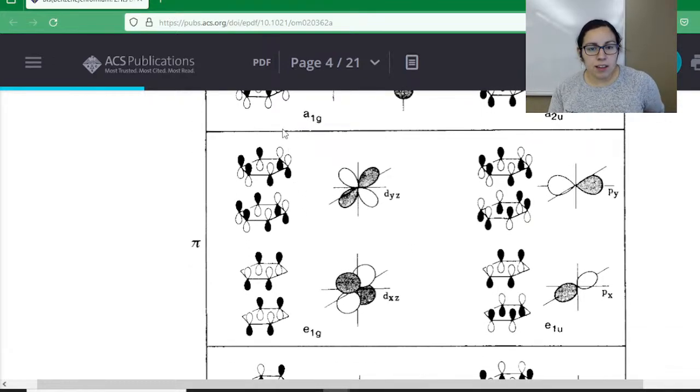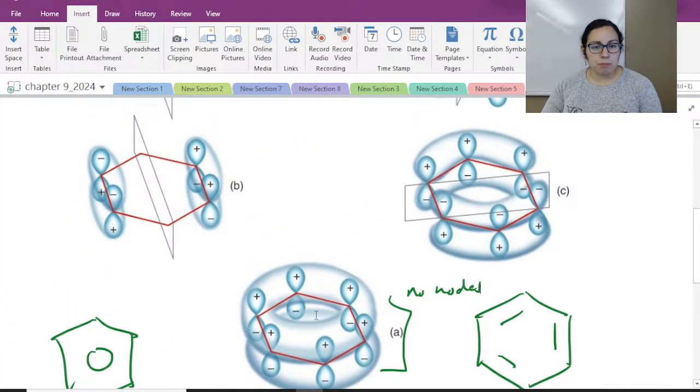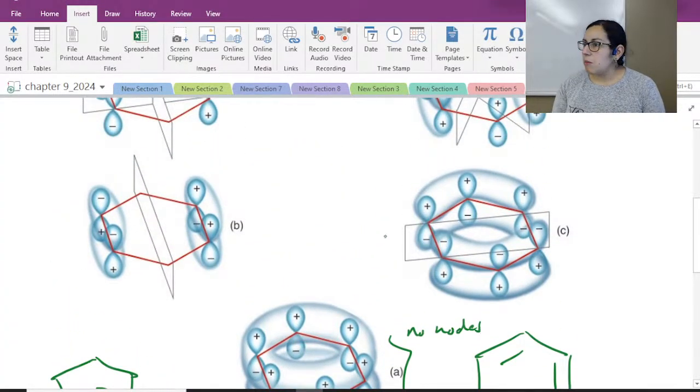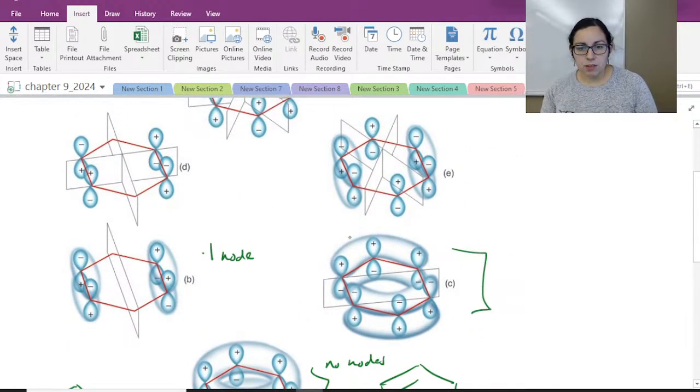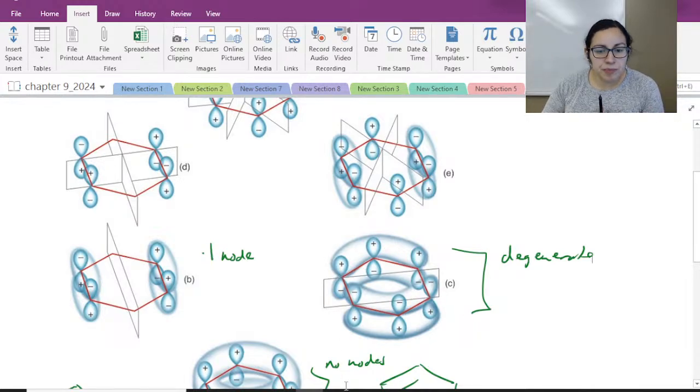And so if we go to this next level here, it all boils down to a bunch of math, but it corresponds to this next level. And so notice now we have one node. And so these would be degenerate, so these two are the same energy, and they have one node. Notice they have opposite shading on opposite sides of the node. On this side, they're all shaded. This side, they're all unshaded. There's our node separating them.